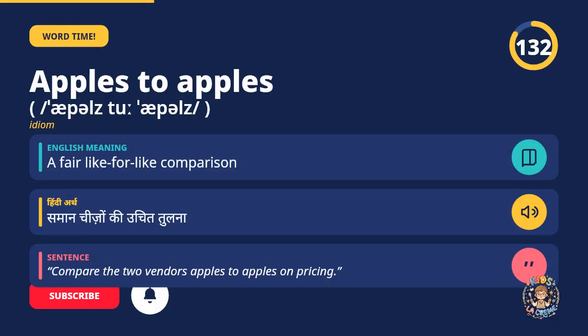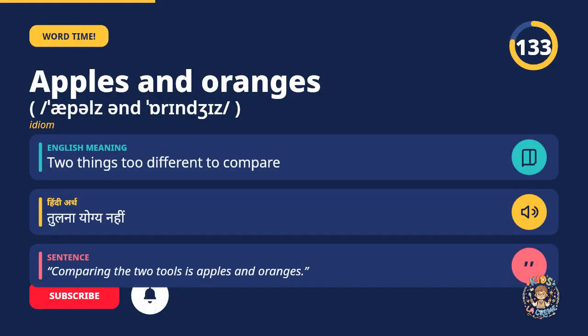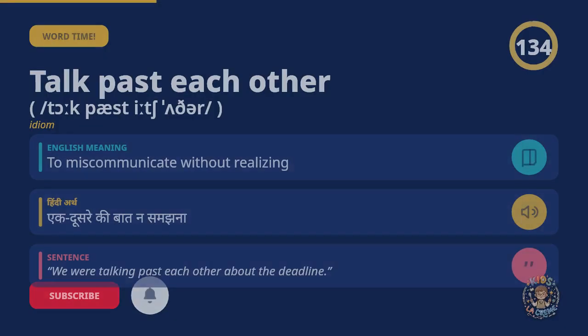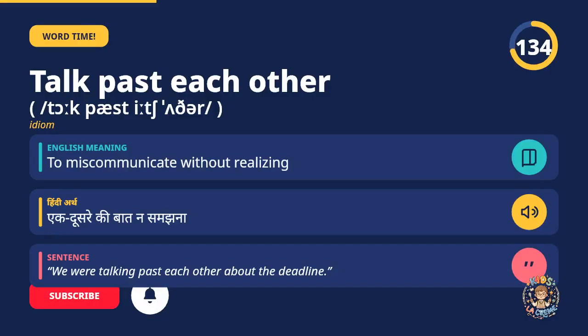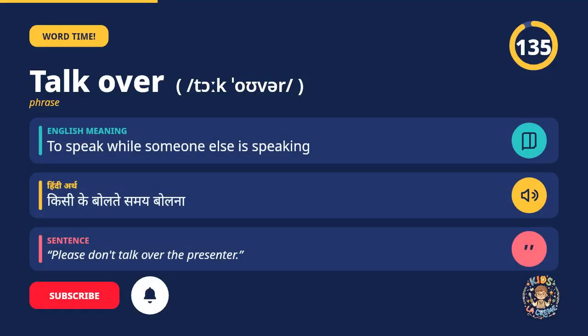Apples to apples, a fair like-for-like comparison. Compare the two vendors apples to apples on pricing. Apples and oranges, two things too different to compare. Comparing the two tools is apples and oranges. Talk past each other. To miscommunicate without realizing: we were talking past each other about the deadline. Talk over. To speak while someone else is speaking. Please don't talk over the presenter.